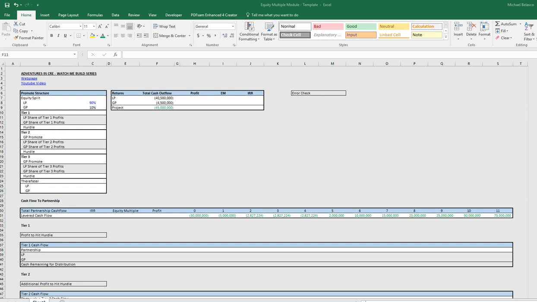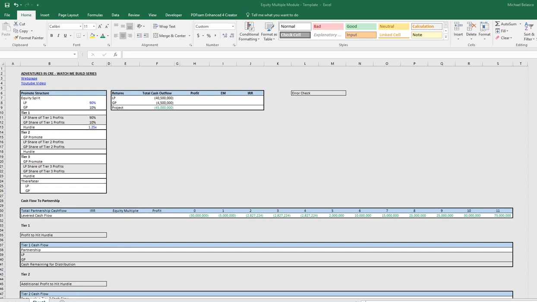All right, so the next step is dialing in Tier 1. So in Tier 1, we want our partners sharing the profits pari passu up until a 1.25 equity multiple. So up until the partners receive their capital back, which is a 1 equity multiple, plus 25% of the capital they put in, which is the 0.25. So they want 1.25x equity multiple in the first tier.